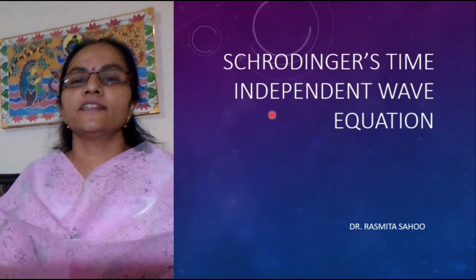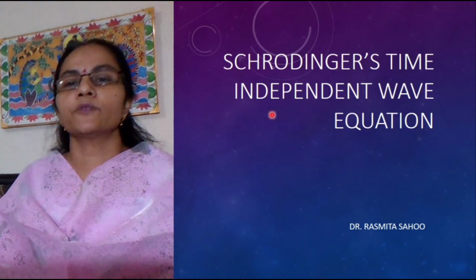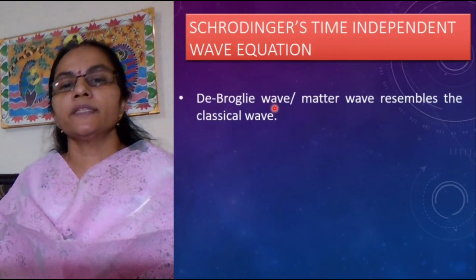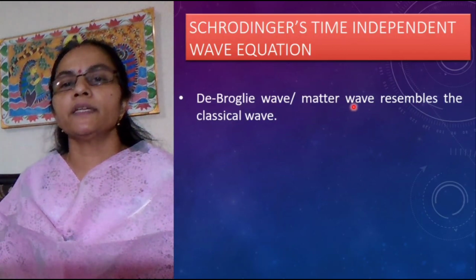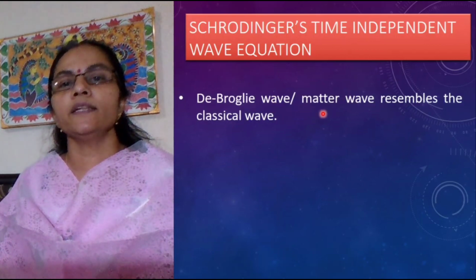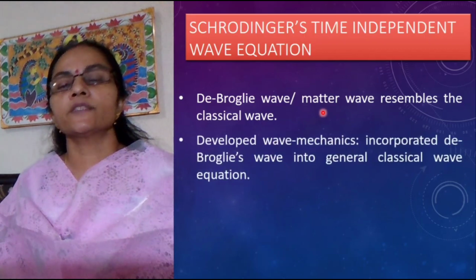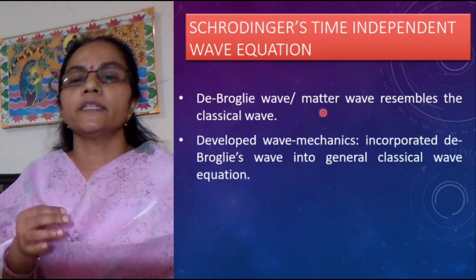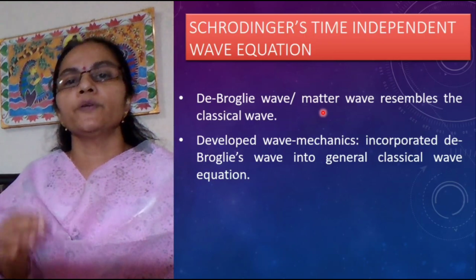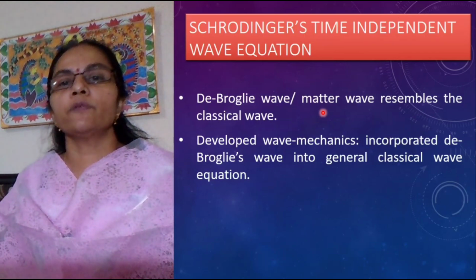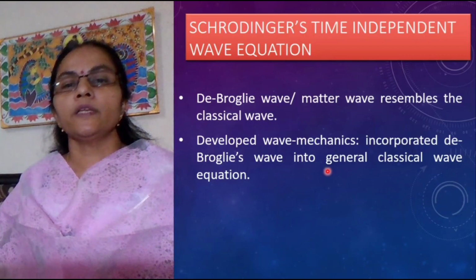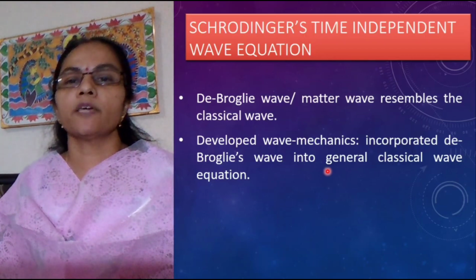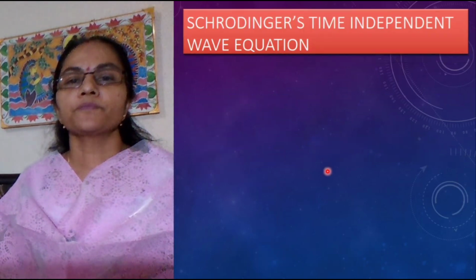Let us continue our discussion with Schrodinger's wave equations. In the last class, we have seen that the de Broglie wave or matter wave resembles a classical wave, and hence Schrodinger developed wave mechanics, in which he incorporated the de Broglie wave into classical wave equations. Today we will use these things and derive the Schrodinger time independent wave equation.